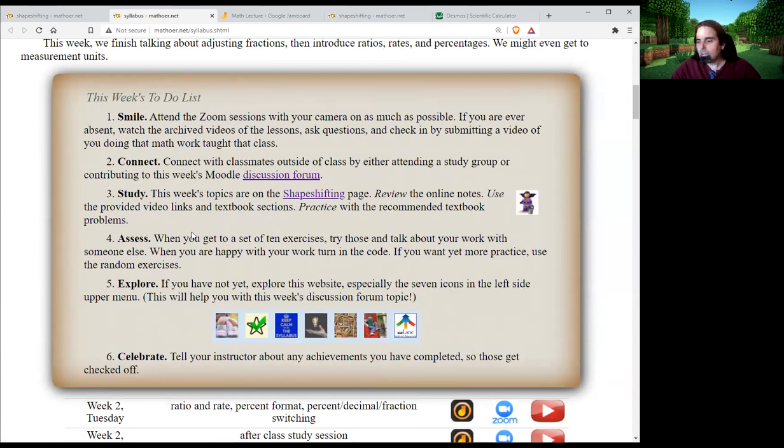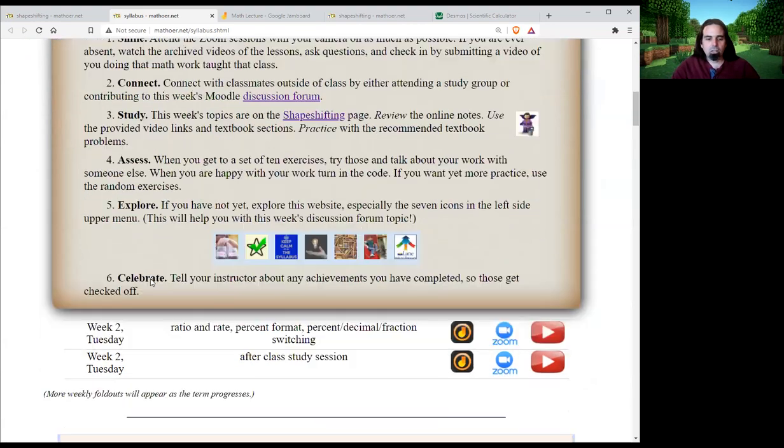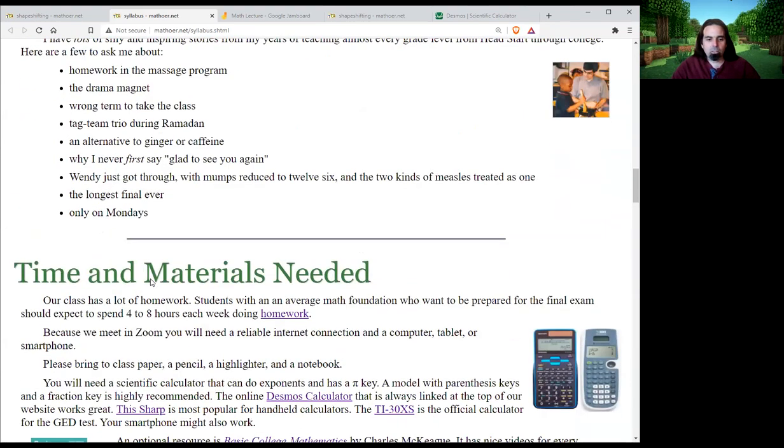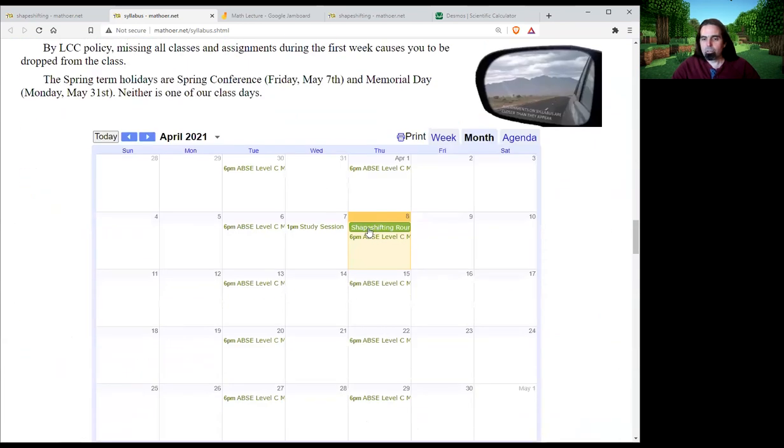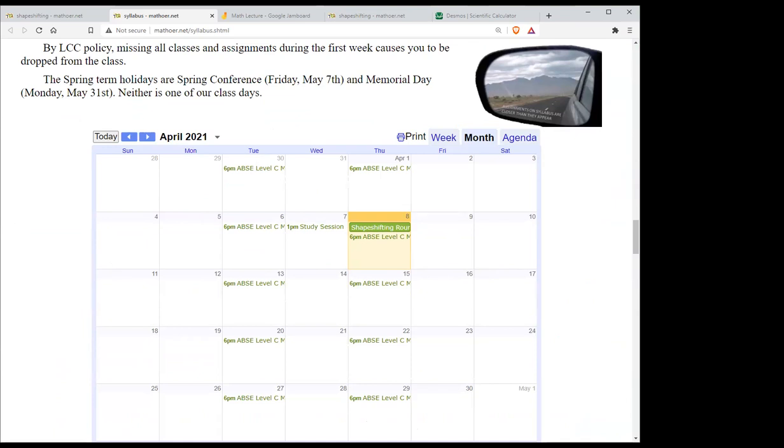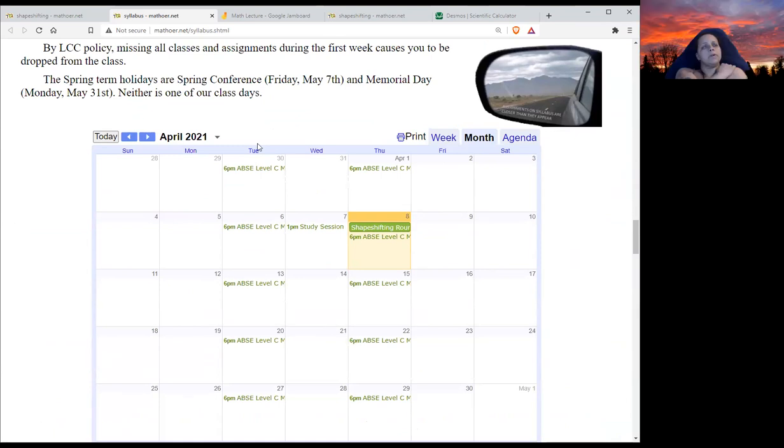Is this working well? Do you need different routines? Should I try and plot out in advance where we are on the calendar better? Or is it good enough to just put on the calendar that shape-shifting rounding was due today because no one had questions last time, and so on? Any kind of procedural feedback to give me? I think it's good. It's working fine for me. Oh, okay.